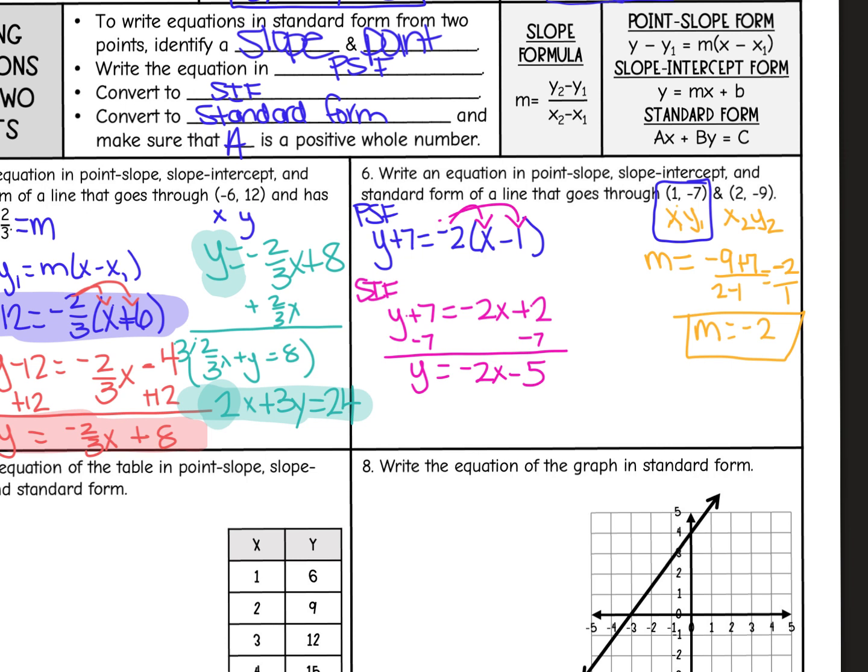Now we have one more to do, and that is our standard form. Okay. Now that I have it into my slope intercept form here, I want my x and y on the same side. So I'm simply going to add 2x to both sides. And that leaves me with 2x plus y equals -5.